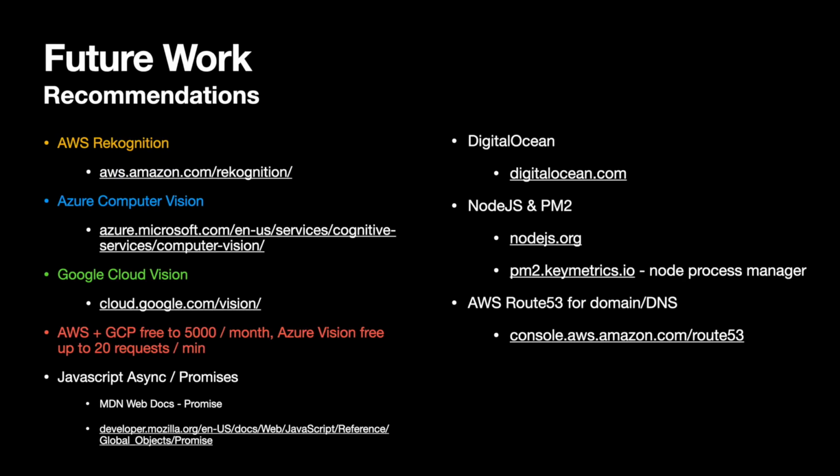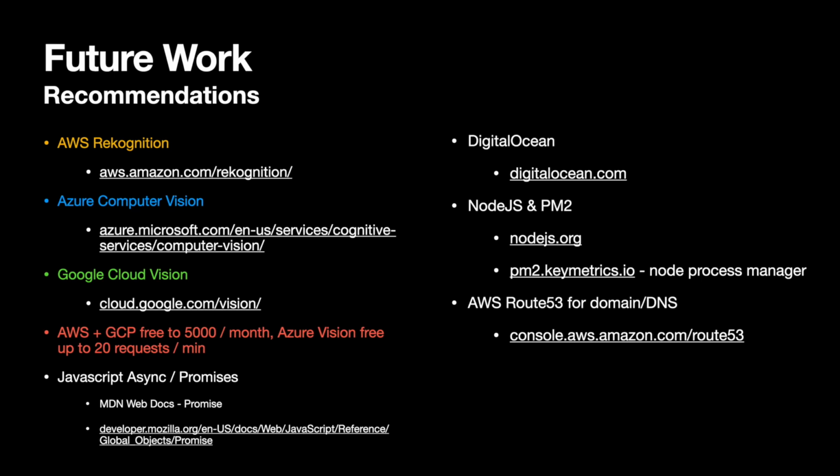As for recommendations and future work, I would definitely recommend reading through the docs and seeing what kind of functions these computer vision APIs have to offer. Some of them are a lot more interesting than the ones used here, and they're worth reading through. All three options have very generous free tiers, including Azure Vision, which allows up to 20 requests per minute indefinitely. I would recommend getting familiar with asynchronous functions in JavaScript if you haven't used them already.